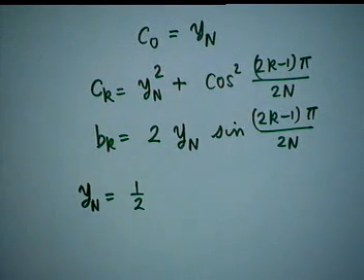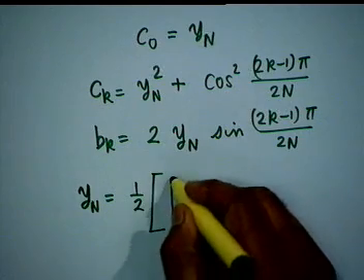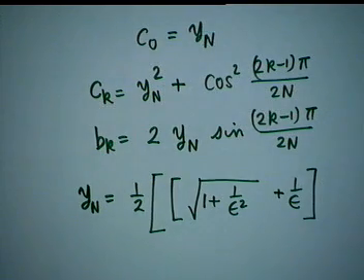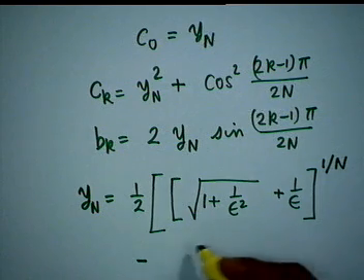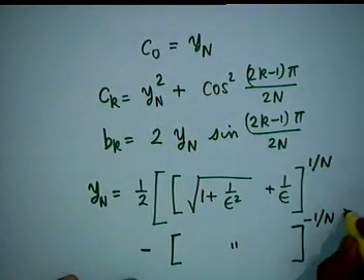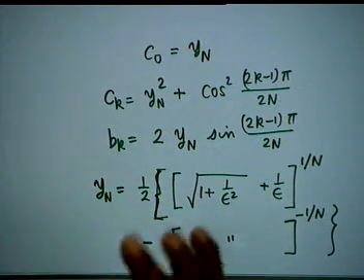Finally, what is yn? Yn, this requires a little bit more calculation, but it is not too difficult. Yn is half of {[square root of (1 plus 1 by epsilon squared) plus 1 over epsilon] to the power 1 by n minus the same quantity to the power minus 1 over n}. This is the expression for yn. And given capital N and epsilon, you can find out the transfer function. Okay? Capital N and epsilon are the only two parameters of a Chebyshev filter.